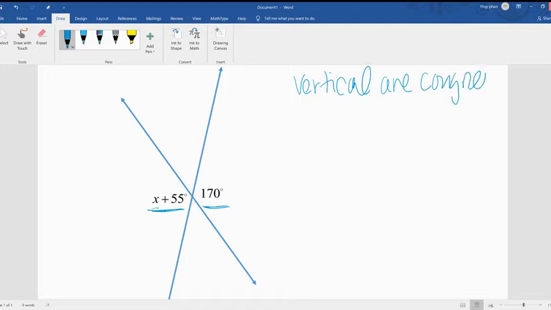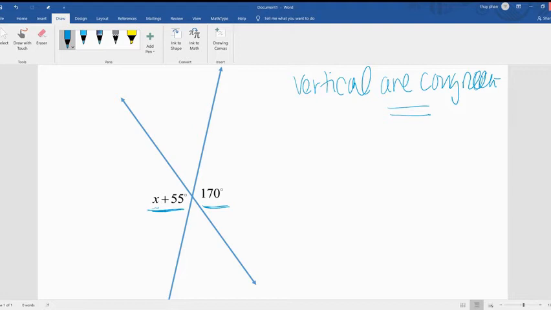Now, vertical angles are congruent, which means they are equal. So, if they are vertical, that means that these two angles are equal, meaning if this is 170 degrees, this whole thing has to be equal to 170 degrees. However, we know that part of it is 55. We just need to know what the other amount is.